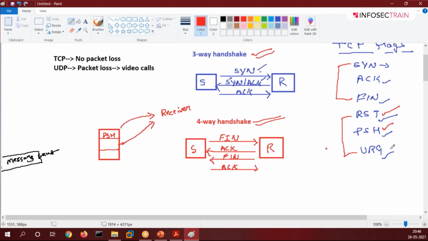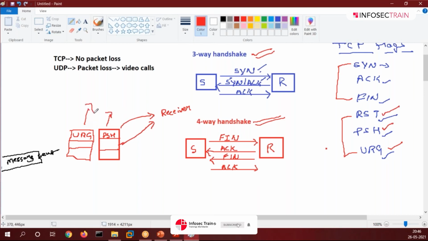Then we have the urgent flag. So in the urgent flag, what happens? The same thing happens as with push, but we send the urgent flag because we have some urgent data to send, right? Let's say we have some urgent data, so we will add the urgent flag with it and send that packet. So what is the difference between your push and urgent? Because as we can see, they have the same working.